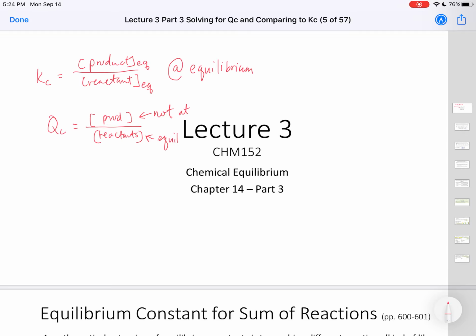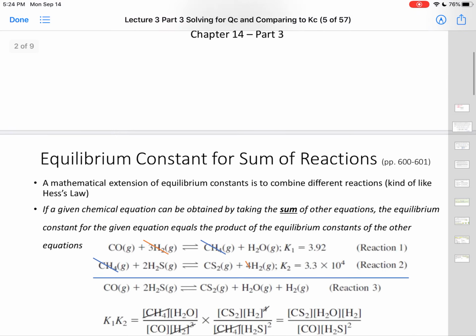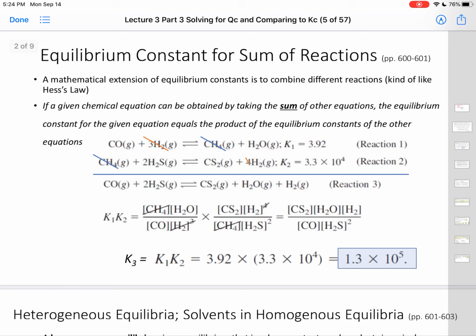By comparing Qc to Kc, you can actually predict which way the reaction will shift, whether it will shift more towards the right, towards the products, or more towards the left, towards the reactants. Before we get into that, though, the book goes into a little bit of how you might solve for Kc for an overall reaction given two elementary reactions.